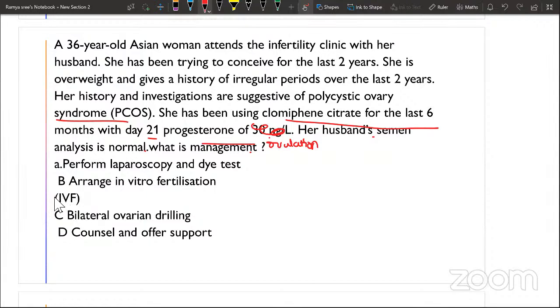Right. I want all of you to actively participate and keep answering. Very good. I have one person who has answered it correctly. Excellent, Rajesh. You are correct in answering that. Perform laparoscopy and dye test. Can you tell why your answer is A? If you tell why your answer is A, it is even better.